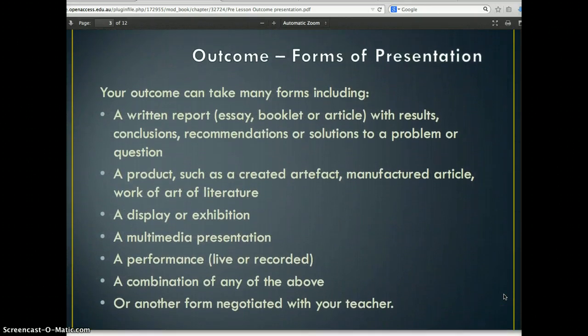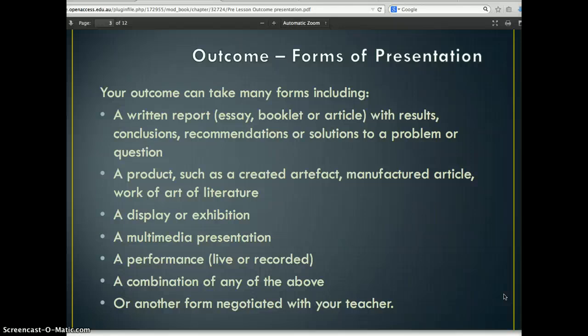Your outcome can take many forms, and I'm going to talk a little bit more about those forms in the next recording. It could be a written report, so an essay, booklet or article with results, conclusions, recommendations or solutions to a problem or question. That's probably the most common form.